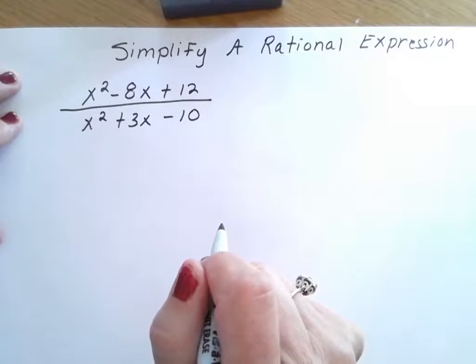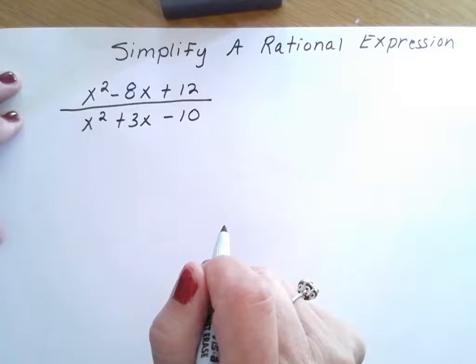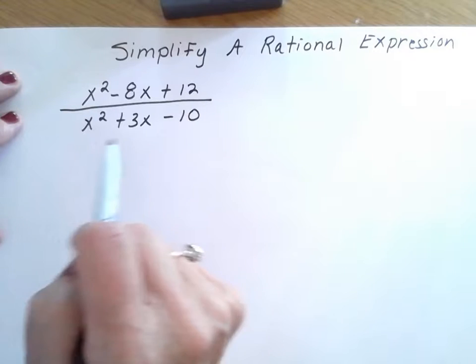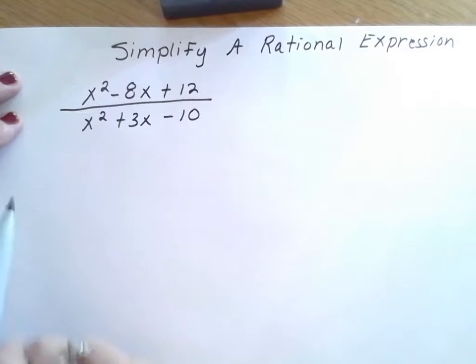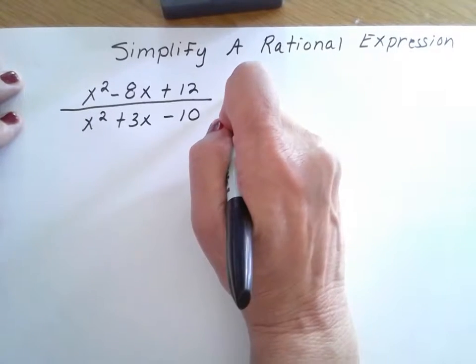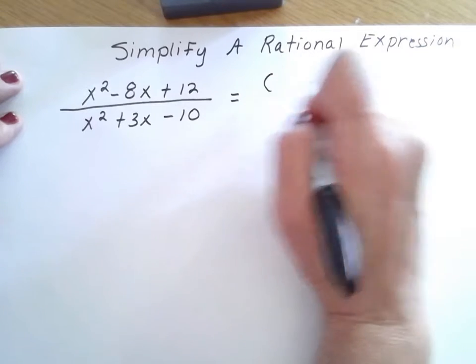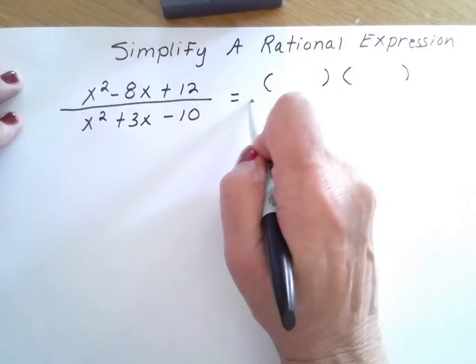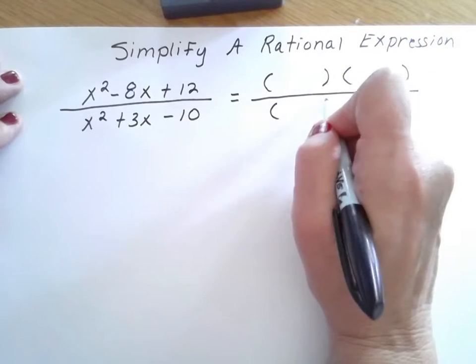In this video, we're going to simplify a rational expression. I have a trinomial in my numerator and a trinomial in my denominator. I will need to factor both. So I know that it will factor as the product of two binomials, both the numerator and the denominator.